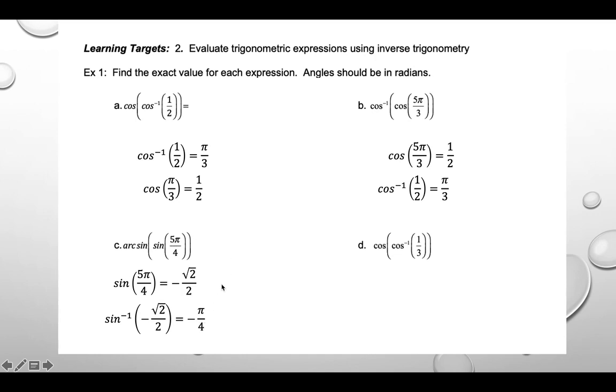So again, you can see these are really different angles. They're not even in the same quadrant. So you want to pay attention to where you're located when you do an inverse. For cosine, the inverse is 0 to pi. For sine, the inverse is negative pi over 2 to pi over 2.